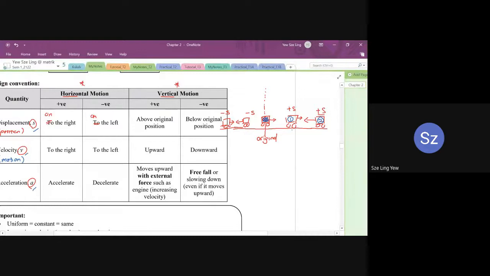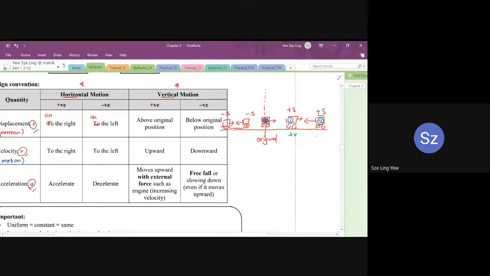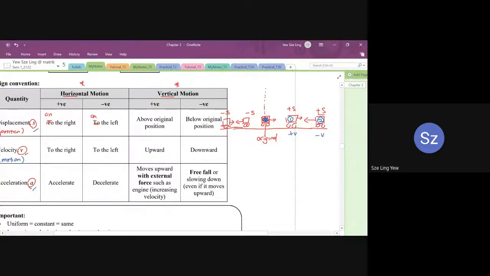So just now we had a positive V. Now we have a negative V, because now it's going to the left. So S depends on the position, and V depends on the direction of motion.